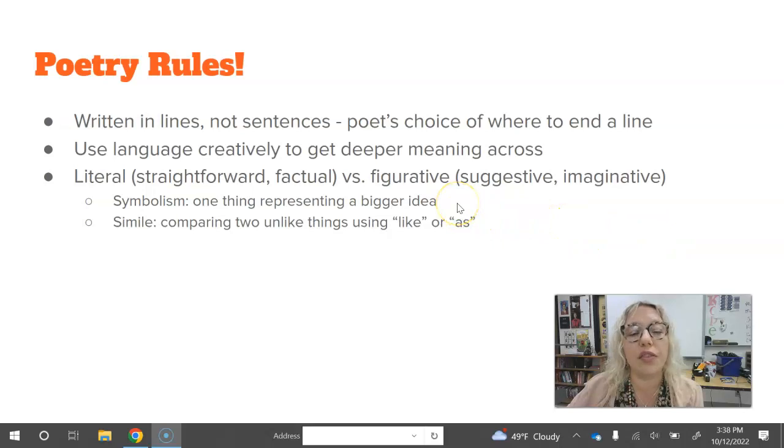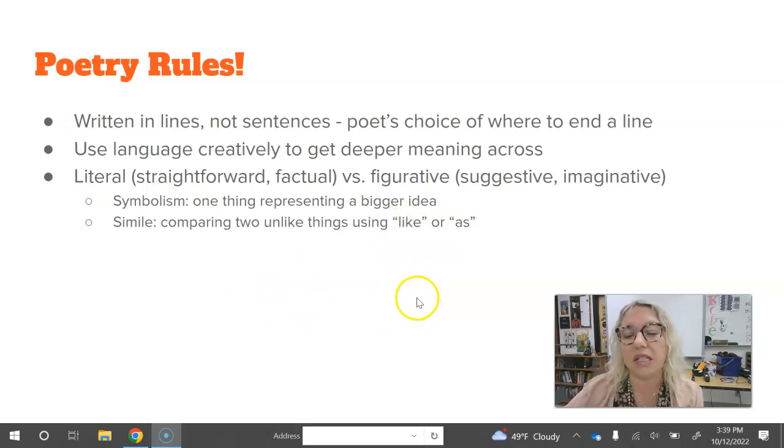Symbolism is one thing representing a bigger idea. We talked about that in the last video. Simile is another good thing for you to know in order to understand this poem. A simile is a comparison between two unlike things, using the words like or as or something similar.